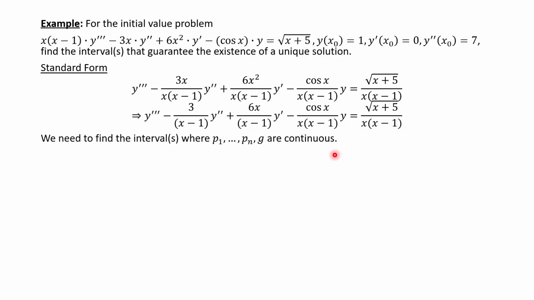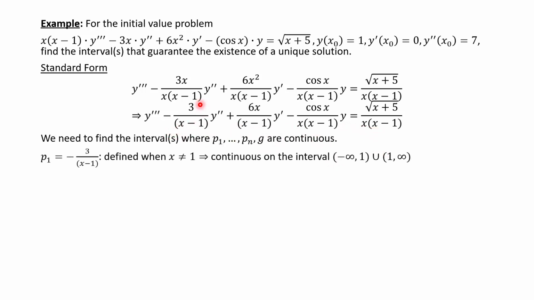Now we want to find the intervals, if there are any, where p1, p2, and so on are continuous. In this case, we have just a few terms to work with. This isn't too long, so let's break them down. P1 is this coefficient here, p sub 1. Notice that this is defined as long as x is not 1, because otherwise you'd be dividing by 0. So you can say that p sub 1 is continuous if we just jump over 1. Anything from negative infinity to infinity, but you have to jump over 1. You can't include 1.